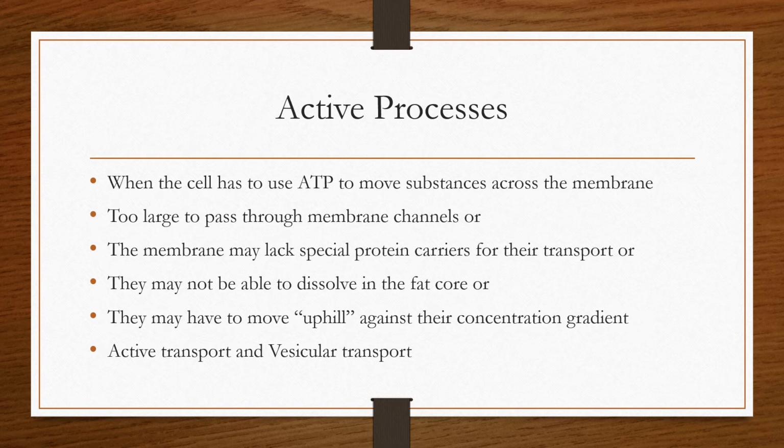So basically, just like I said, when the cell has to use ATP to move those substances across the membrane, it's an active process. It's useful for items that are too large to pass through the membrane channels, or the membrane may lack the special protein carriers for their transport, or they may not be able to dissolve in the fat core, or they may have to move uphill against a concentration gradient. So there's active transport and vesicular transport. We've already heard the word vesicular a few times when we were talking about those organelles.